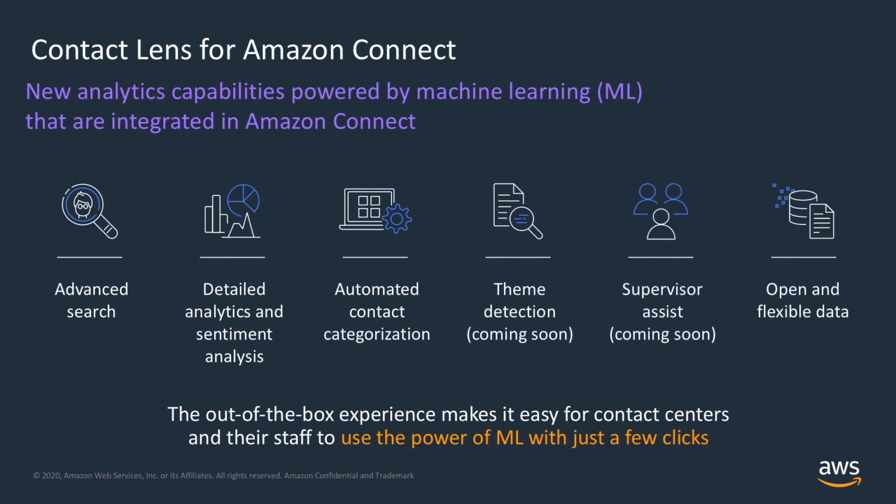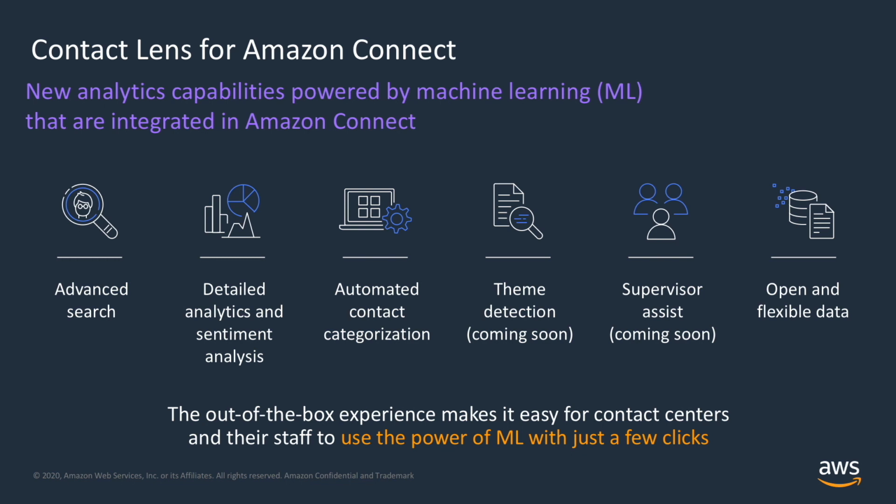Contact Lens addresses all these challenges and provides a set of new machine learning-based analytics capabilities. These new analytics capabilities are part of an out-of-the-box experience in Amazon Connect. Contact Lens has been built to ensure that contact center users such as supervisors, agents, and QA analysts can use these machine learning-based features with just a few clicks. There is no technical expertise required to use Contact Lens.